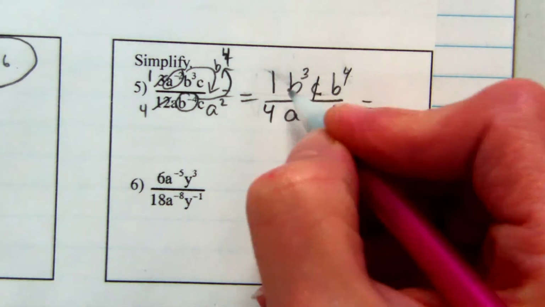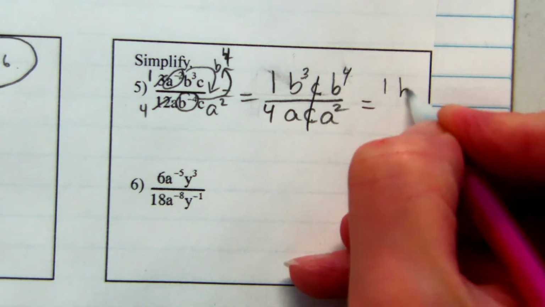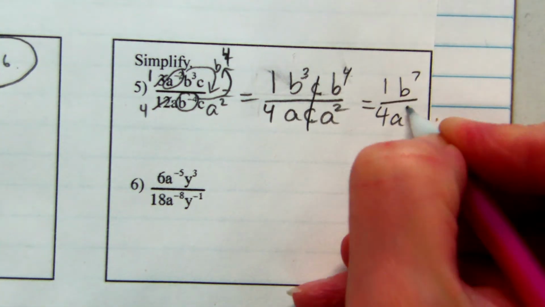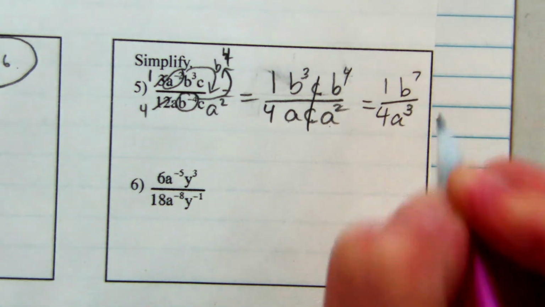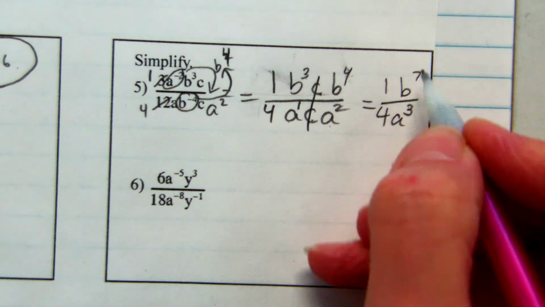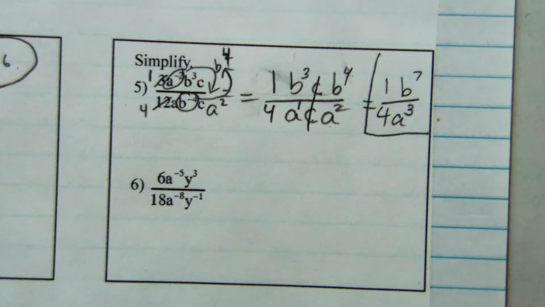Yeah. And so then on the top I can put the b's together. So b to the 7th, good. So we added 3 and 4. And then 4. Yeah. So I have a times a squared, so a to the third. Just remember, if there's just something like this, it has a first power. And you can leave the 1 off of it if you want to and just make it b to the 7th. Either way is okay.